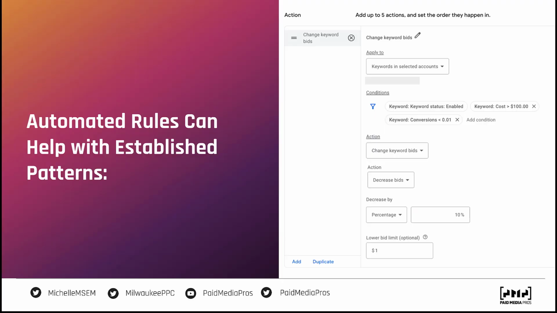There are some ways that we can make this a little easier. You can use automated rules with these established patterns. So you'll remember earlier I said finding all of the keywords that are enabled, have at least one conversion, and cost per conversion is either over or under $100. You can set up a rule that does this, tell it what to do, so it'll decrease the bid by 10% if the cost per conversion is over $100.